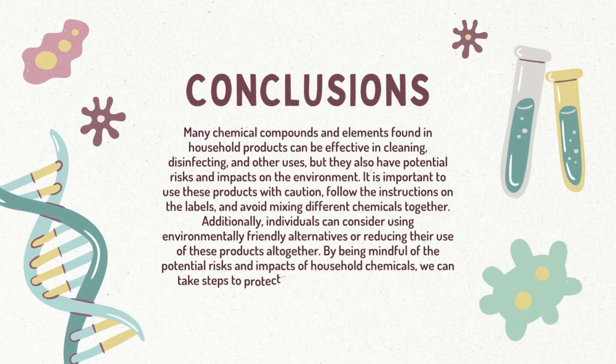As a conclusion, many chemical compounds and elements found in household products can be effective in cleaning, disinfecting, and other uses, but they also have potential risks and impacts on the environment. It is important to use these products with caution, follow the instructions on the labels, and avoid mixing different chemicals together. Additionally, individuals can consider using environmentally friendly alternatives or reducing their use of these products altogether. By being mindful of the potential risks and impacts of household chemicals, we can take steps to protect ourselves and the environment.